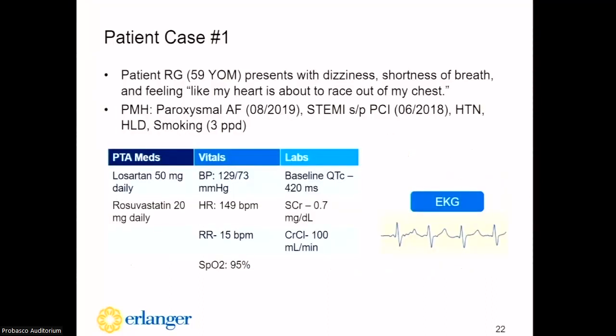Okay, so for our first patient case, we have patient RG, who's a 59-year-old male presenting with dizziness, shortness of breath, and feeling like my heart is about to race out of my chest. He was diagnosed with paroxysmal AFib in 2019. He also has a history of STEMI, status post PCI in 2018, hypertension, hyperlipidemia, and he also is a smoker.